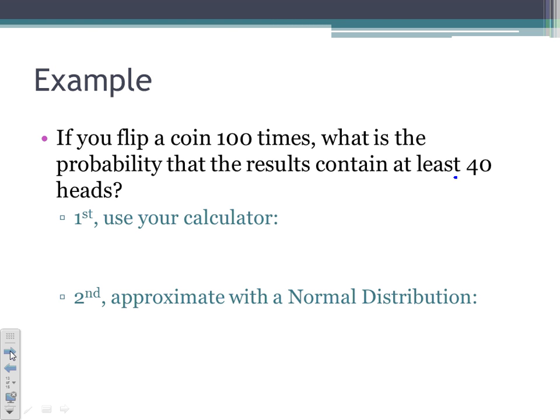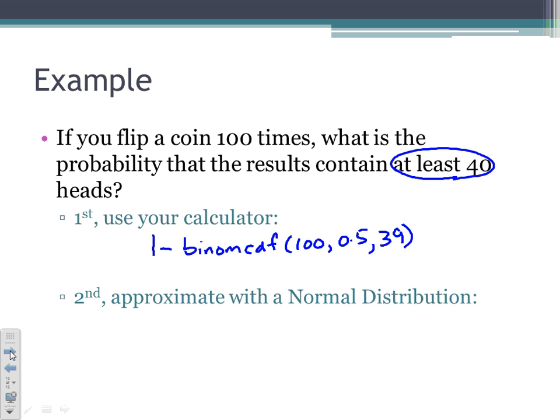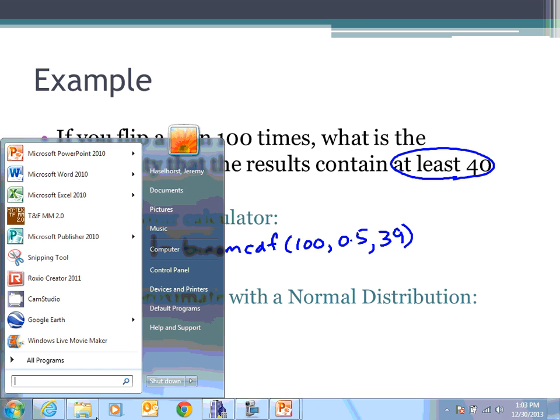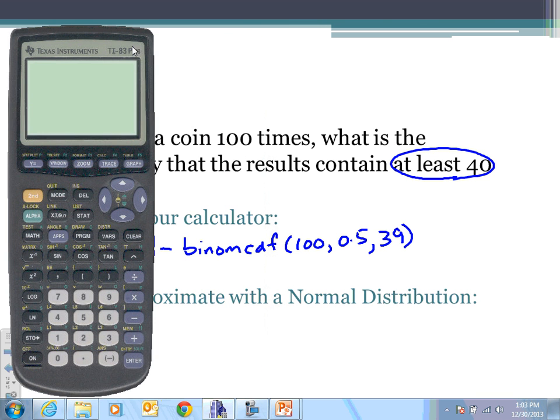Hopefully you remember, anytime we see that phrase "at least 40," we recognize that as the complement of the phrase "at most." So that's the work that we're going to do again on our graphing calculator. I'm going to do 1 minus the binomial CDF. My number of trials is 100. Probability of a success, which is getting a head, is 0.5. And my K value in this problem, since we're doing the complement of at least 40, would be 39. So we can type this into a graphing calculator, just like we did in the first video.